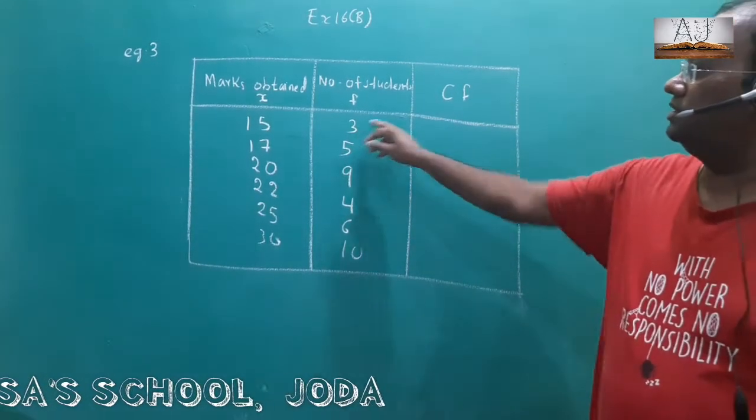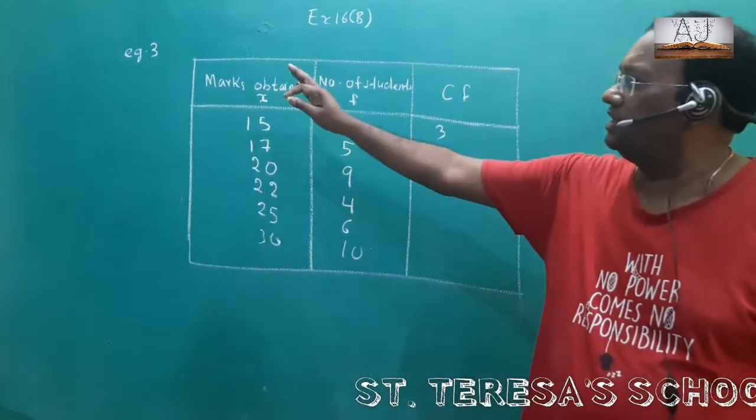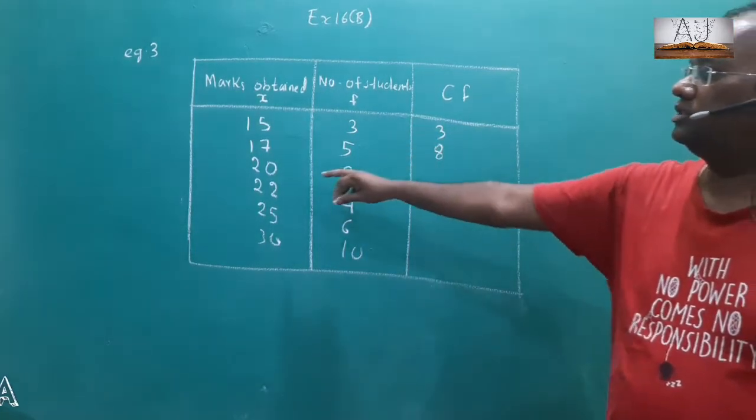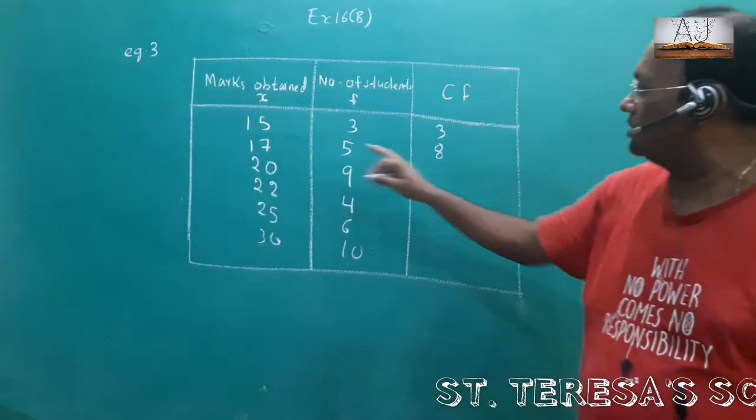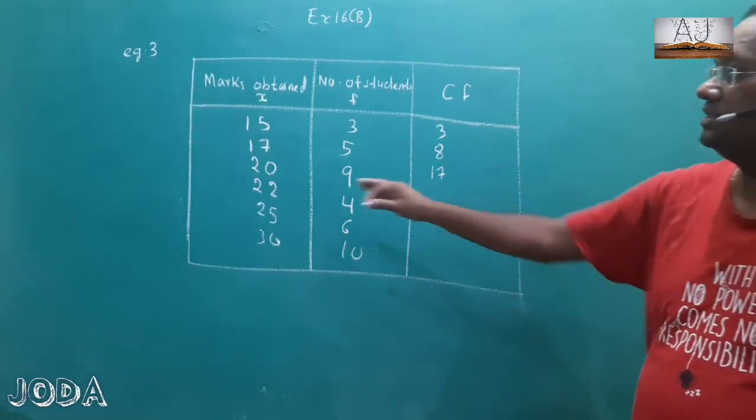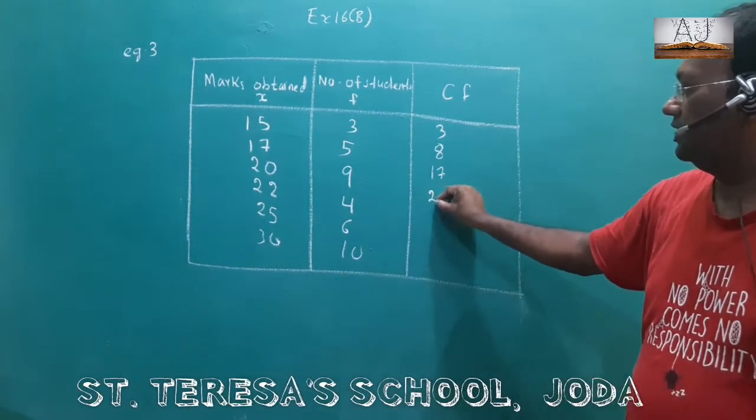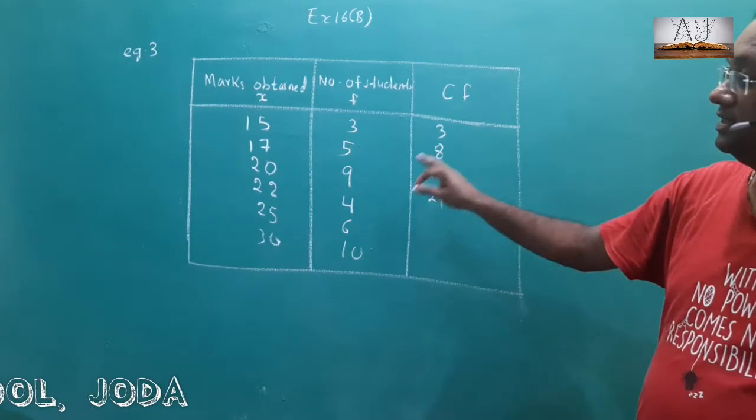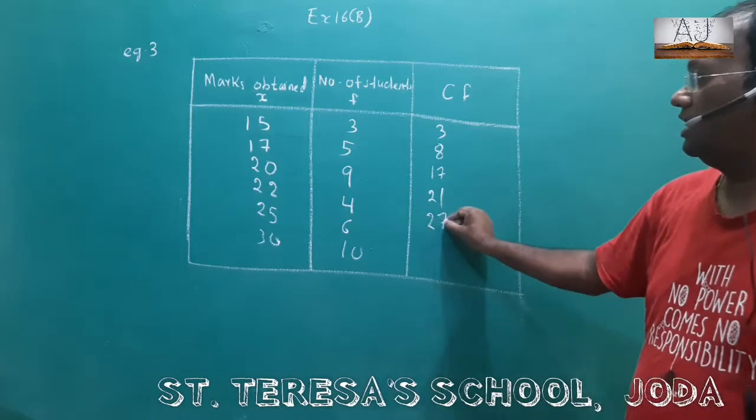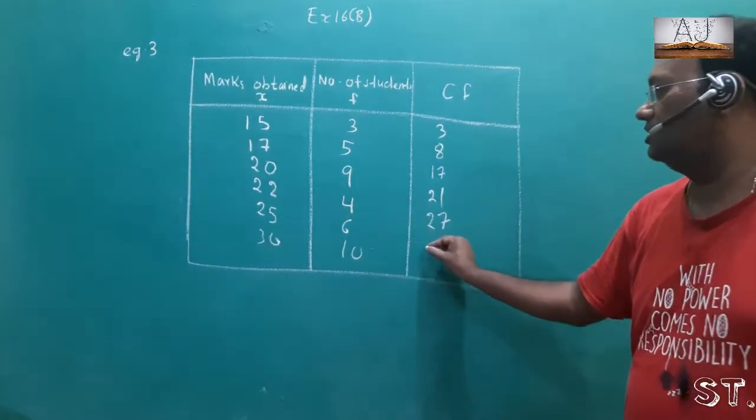So the first one, 3, will be 3. How many students have got less than or equal to 17 marks? So 3 plus 5, 8. How many students have got less than or equal to 20 marks? So 8 plus 9, 17. How many students have got less than or equal to 22 marks? So 17 plus 4, 21. How many students have got less than or equal to 25 marks? So 21 plus 6, that is 27. And how many students have got less than or equal to 30 marks? So that is 27 plus 10, 37.